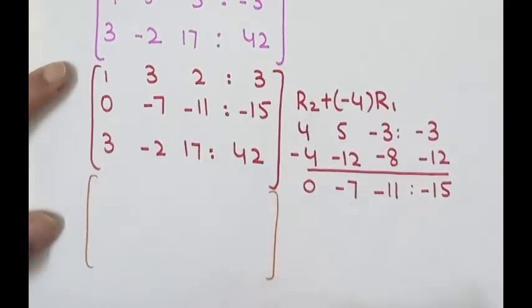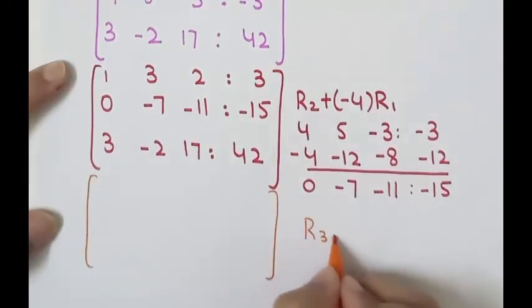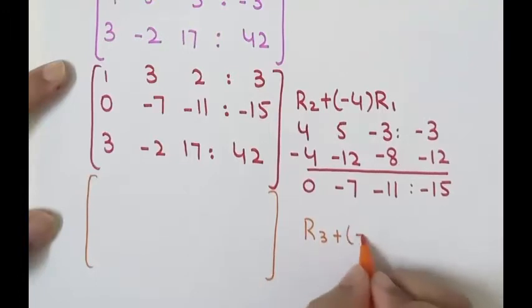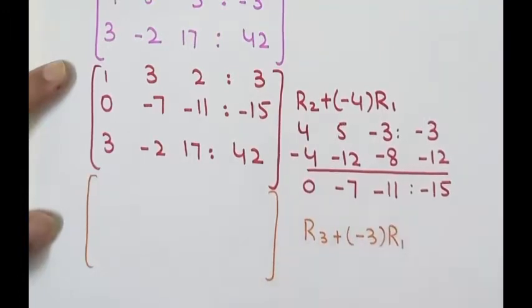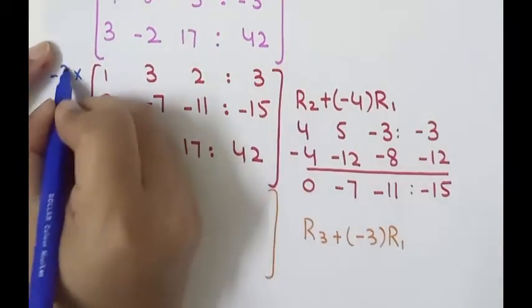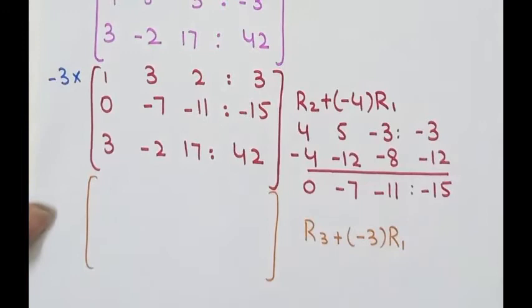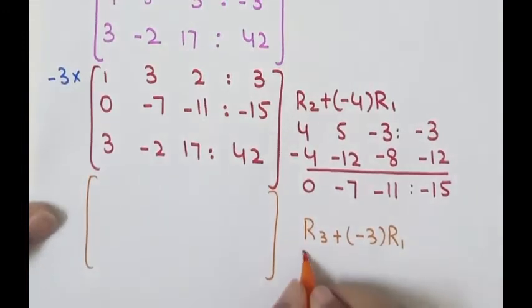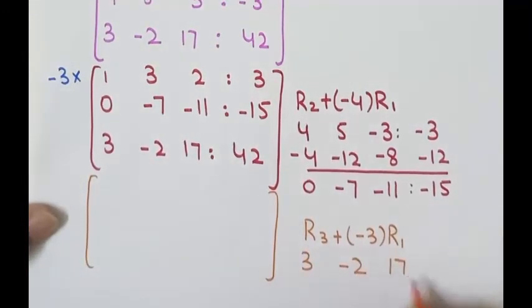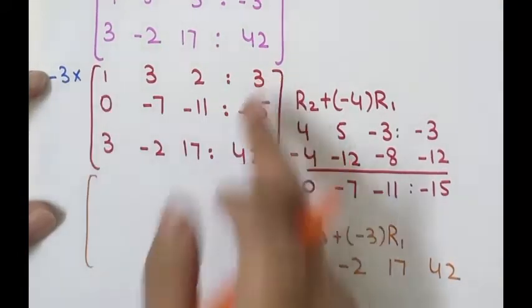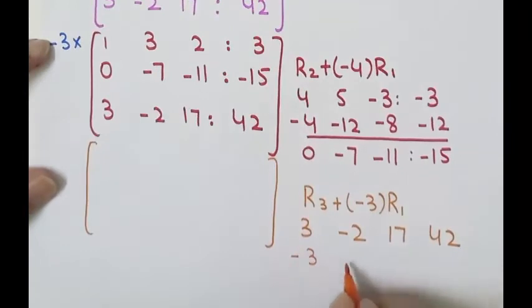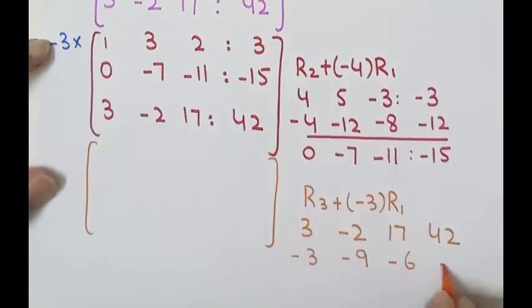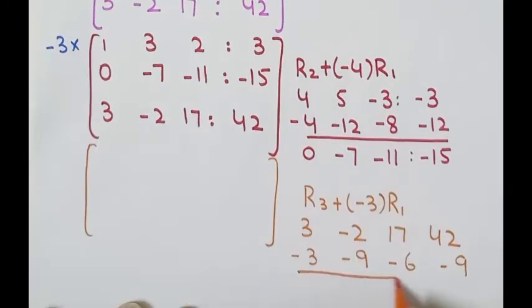So how will we do it? R3 plus, now we will multiply minus 3 with row 1. This is row 1, and we will multiply minus 3 with it. So R3 is 3, minus 2, 17 and 42, and multiplying minus 3 with row 1 we have minus 3, minus 9, minus 6 and minus 9. So now we have to add them.